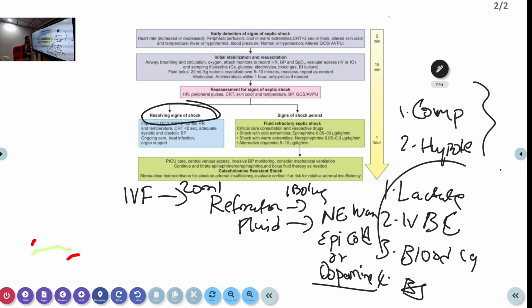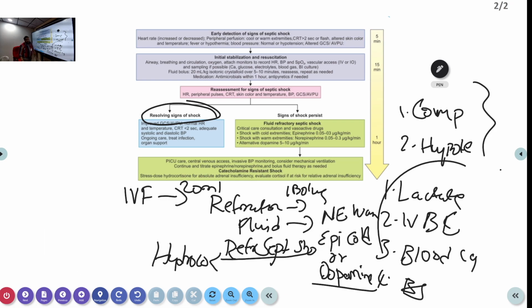Okay, so this part is clear. Even after this, if there is hypotension, refractory septic shock, you can give hydrocortisone. Otherwise it is called catecholamine resistant shock. That is the other terminology we can use. You have given a catecholamine agent, either epinephrine or norepinephrine, but still the blood pressure has not improved. That is how we have to manage septic shock.